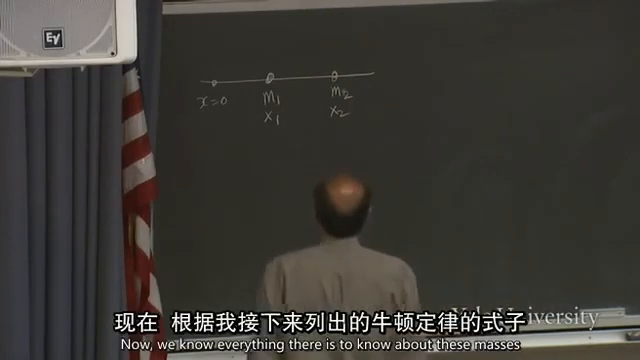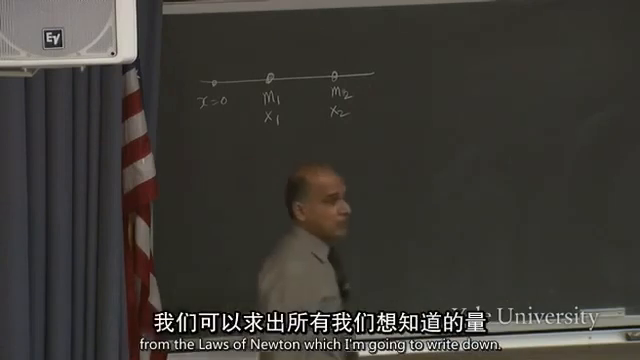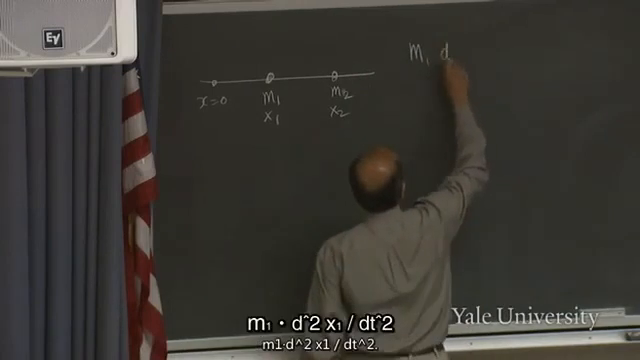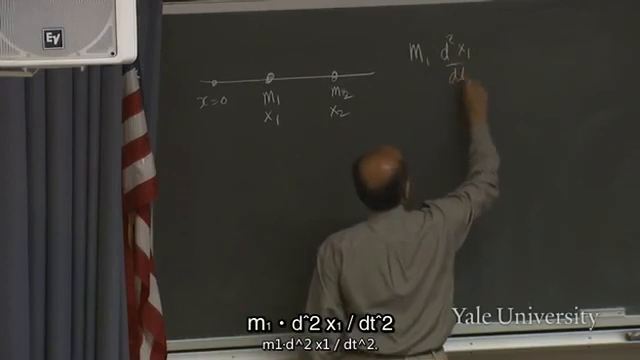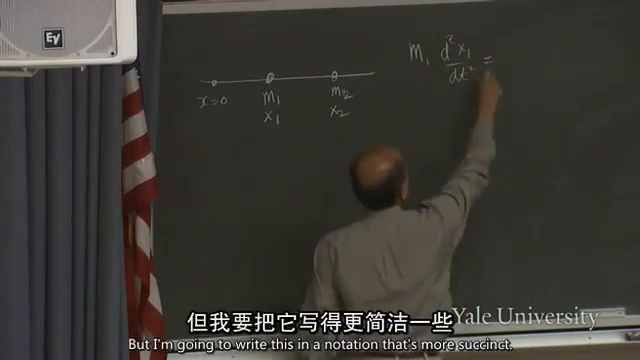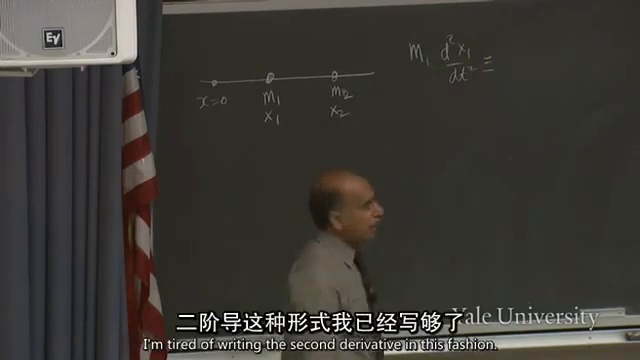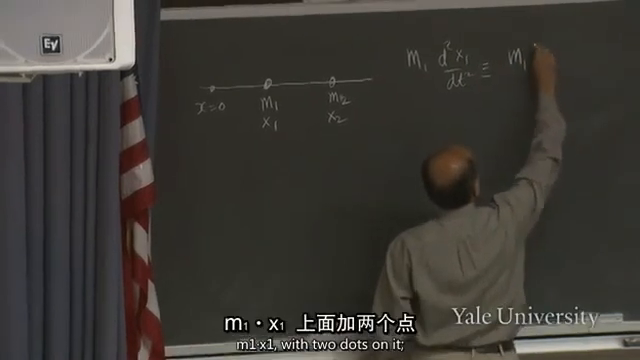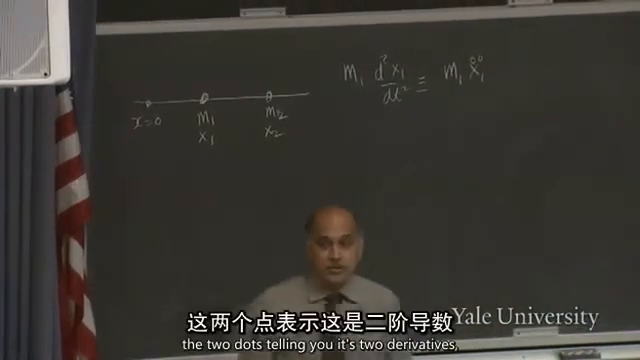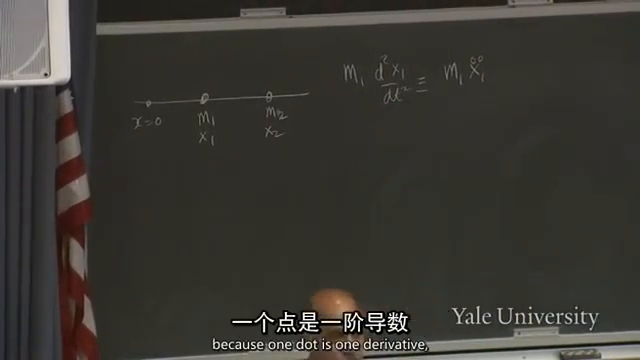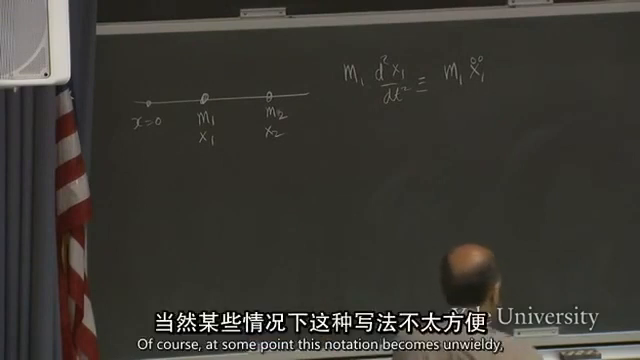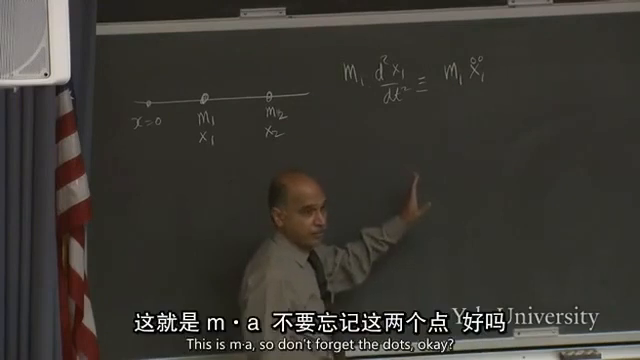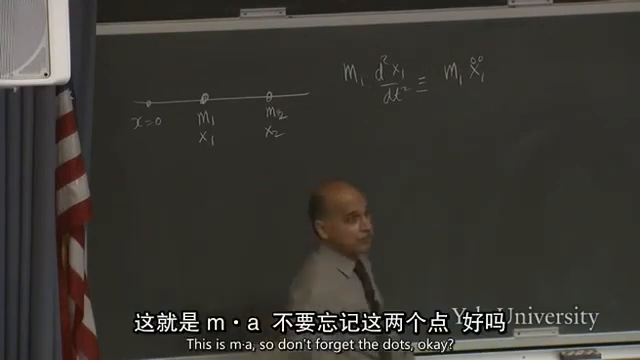Now we know everything there is to know about these masses from the laws of Newton, which I'm going to write down. The first mass obeys this equation, m d2x1 over dt squared. That's ma, right? But I'm going to write this in a notation that's more succinct. I'm tired of writing the second derivative in this fashion. I'm going to write it as follows: m1 x1 with 2 dots in it. The 2 dots telling you it's 2 derivatives. If it's 1 dot, it's 1 derivative. 3 dots is 3 derivatives. Of course, at some point this notation becomes unwieldy, but you never deal with more than 2 derivatives, so this works. This is ma.